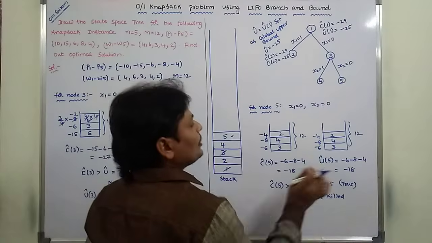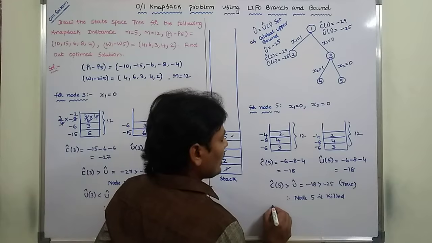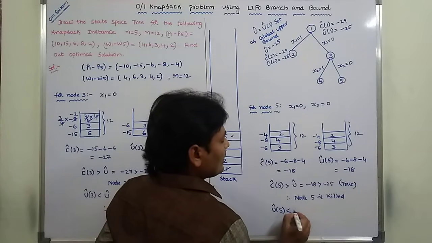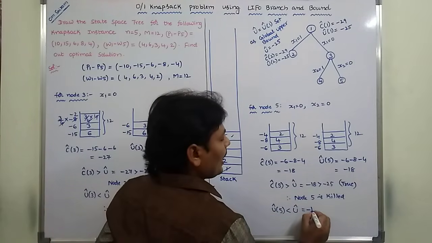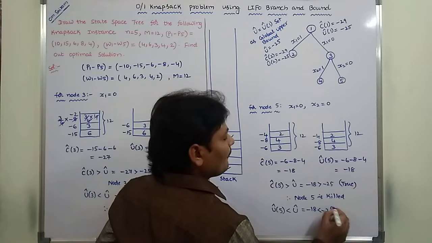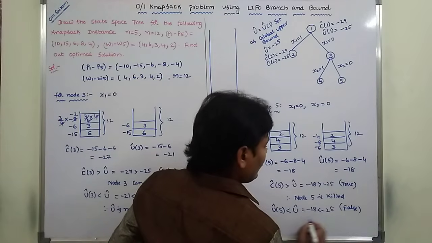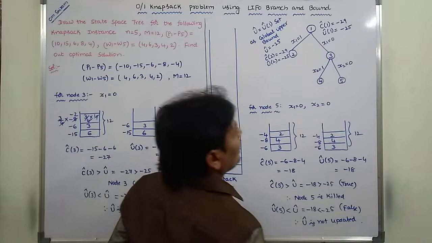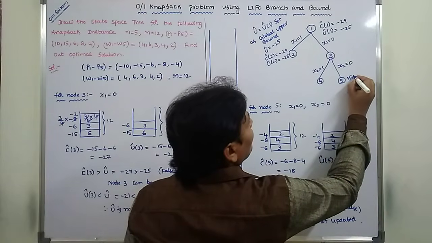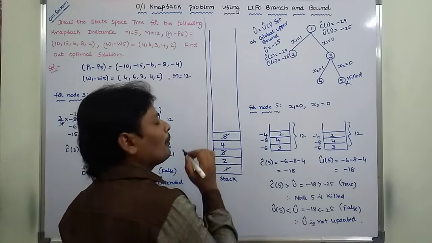Then at node 5, is the global upper bound updated or not? That is, U cap of 5 less than U cap. U cap of 5 is -18. -18 less than -25, the global upper bound value. So this is false, and U cap is not updated. So node 5 is killed, and then we have to pop it out.